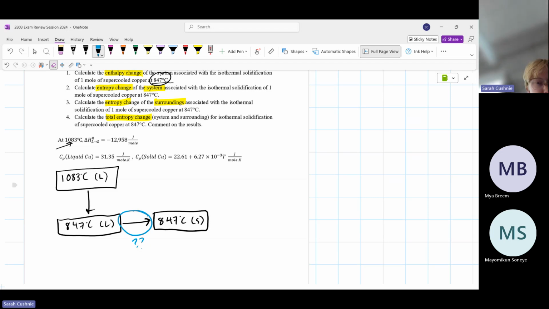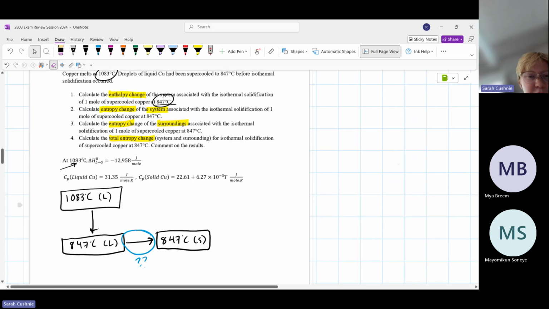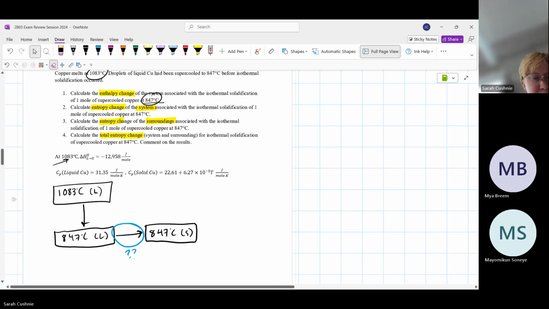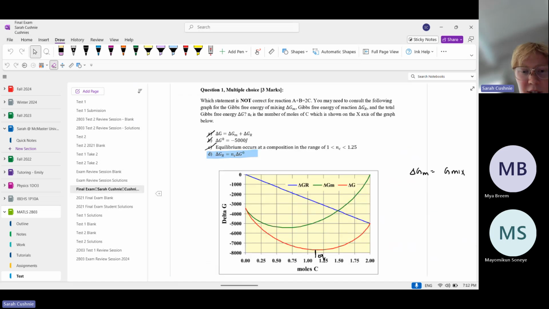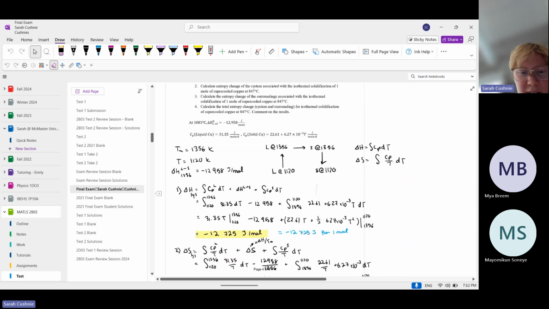But what we can do is calculate, because we can use the equation for delta H. Did I do this?